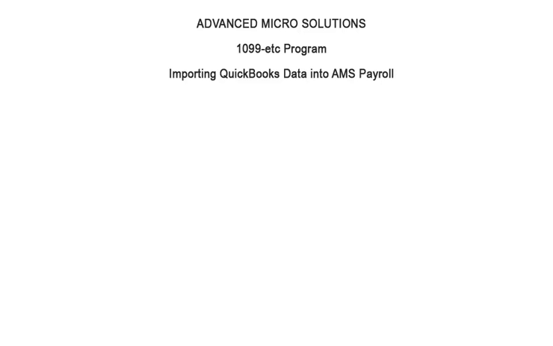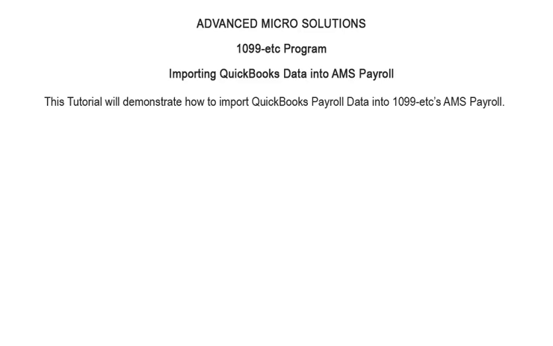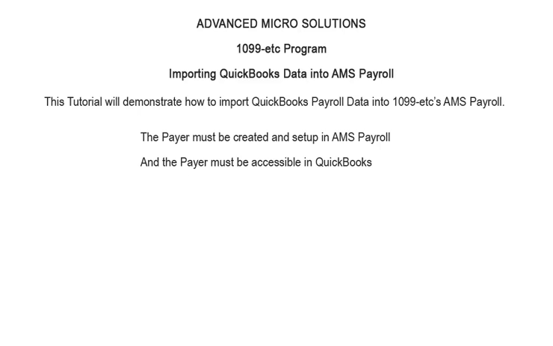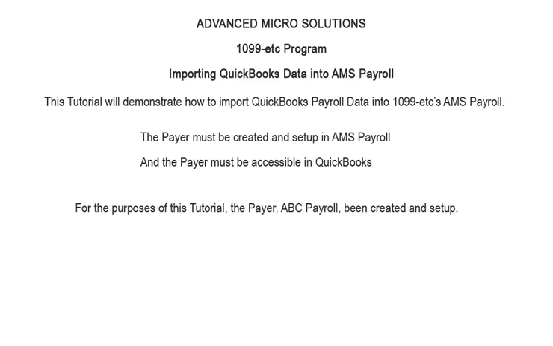This tutorial will demonstrate how to import QuickBooks employee and paycheck data into AMS Payroll using QuickBooks Desktop. It does not work for QuickBooks Online. To begin, the payer should be created and set up in the 1099 ETC program in AMS Payroll, and you will need access to the payer in QuickBooks. In this tutorial, the payer, ABC Payroll, has been created and set up and is ready for the QuickBooks import.